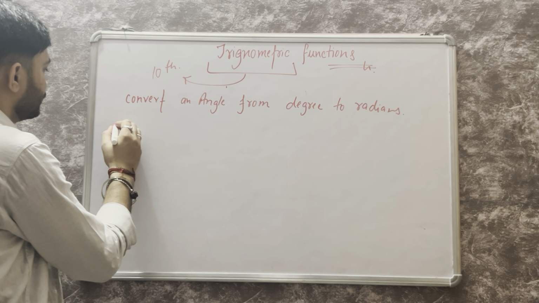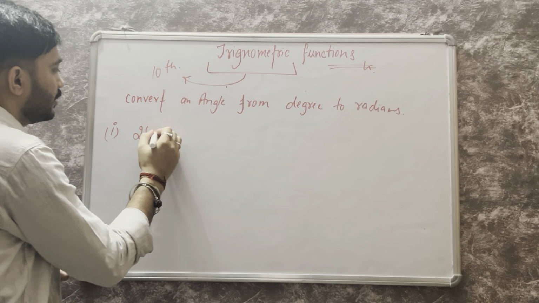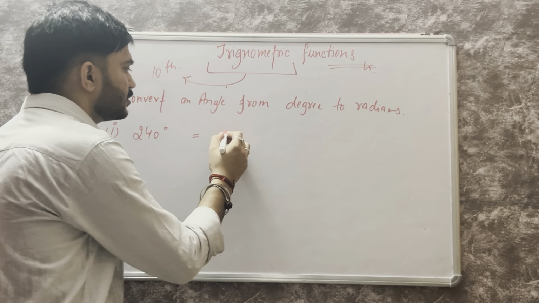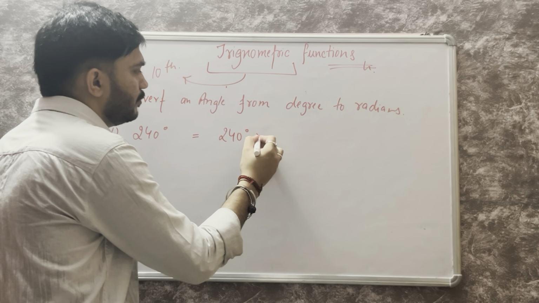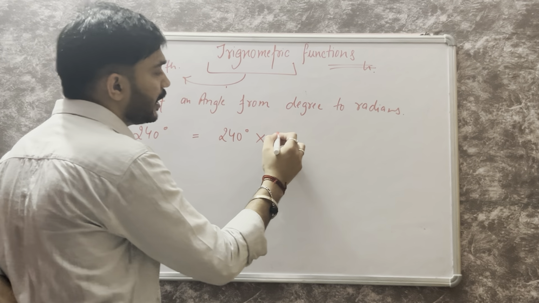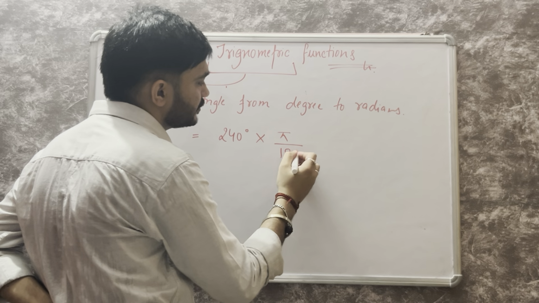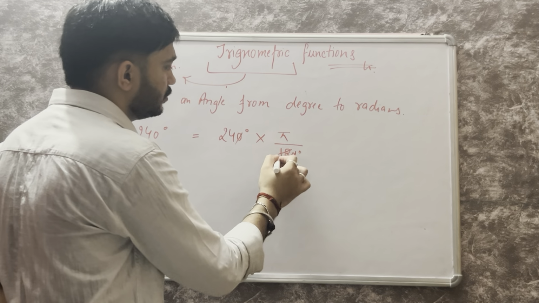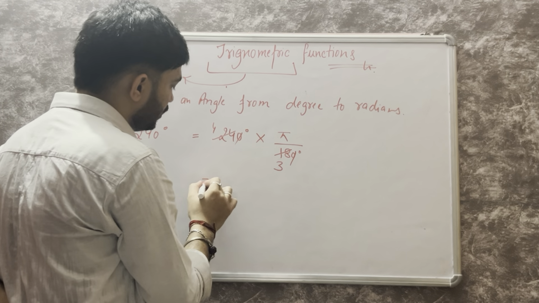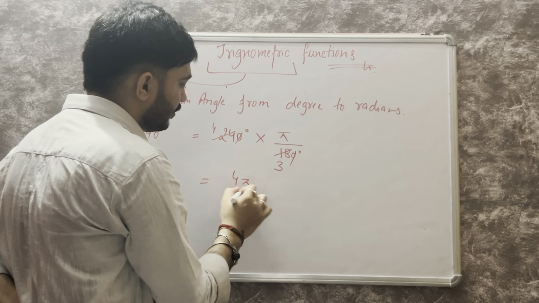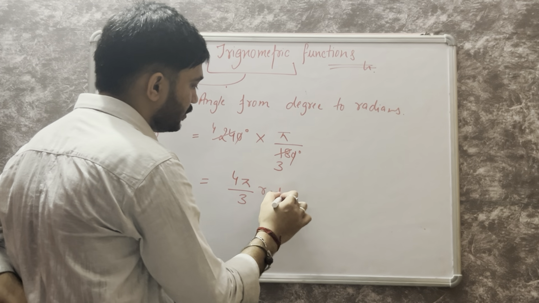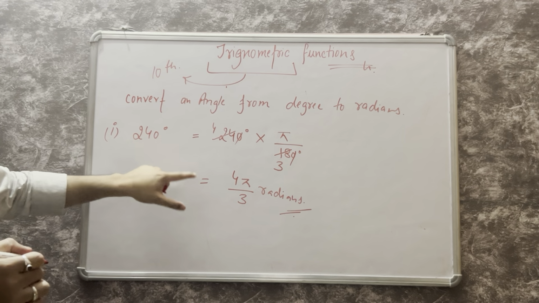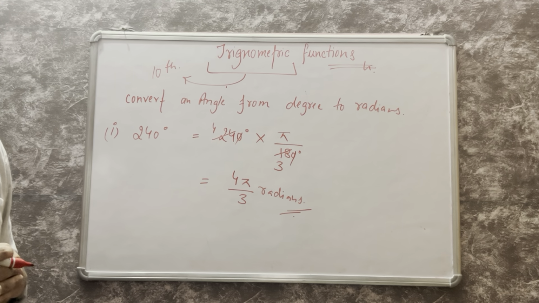So let us take a simple example. 240 degrees is given, and we are going to convert it into radians. Just have to multiply the given number by pi divided by 180 degrees. 180 divided by 60 is 3, 240 divided by 60 is 4. 4 into pi is 4 pi divided by 3 radians. So 240 degree is equal to 4 pi by 3 radians.